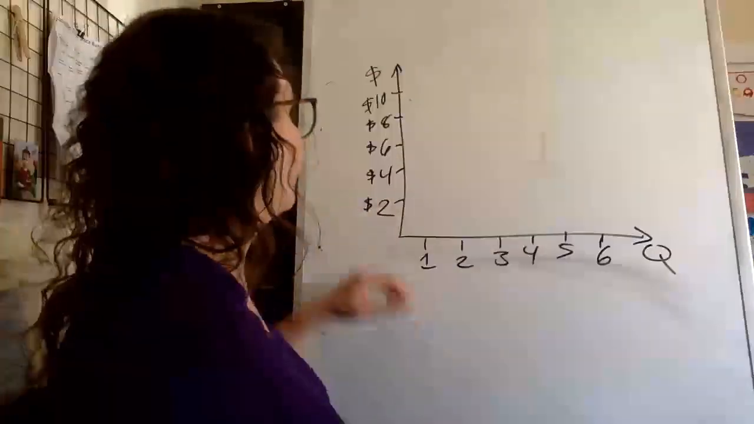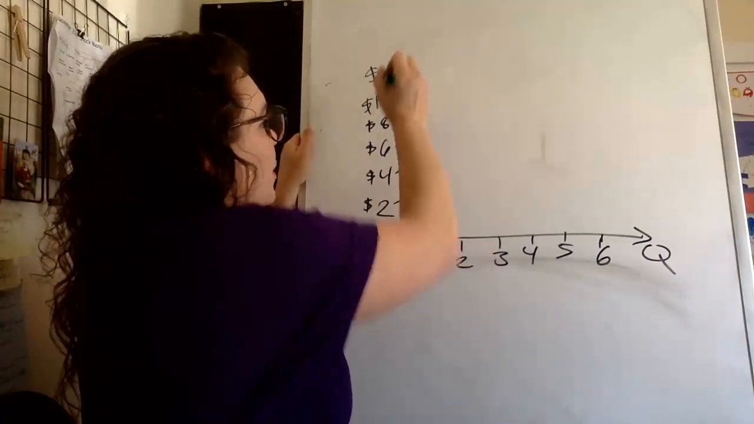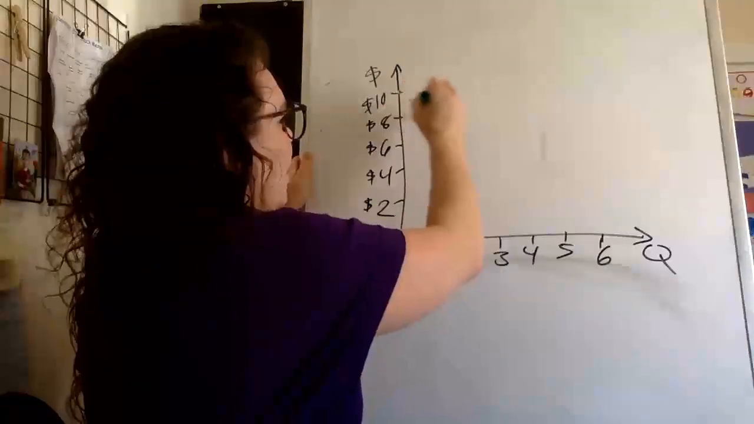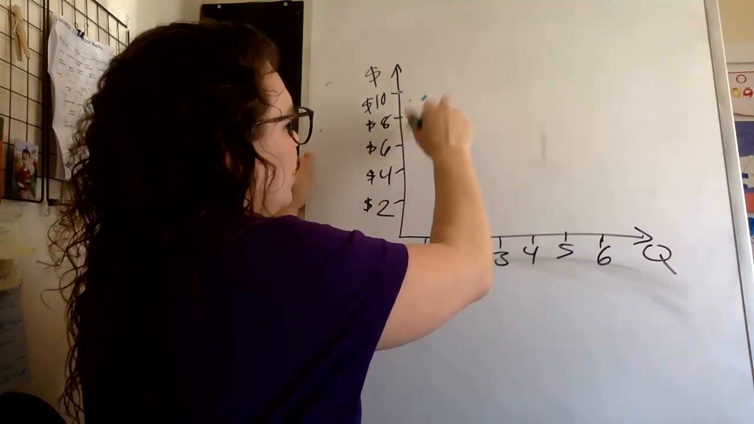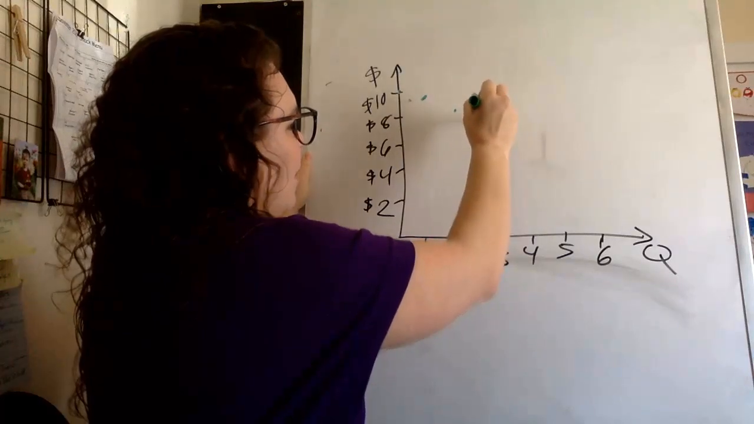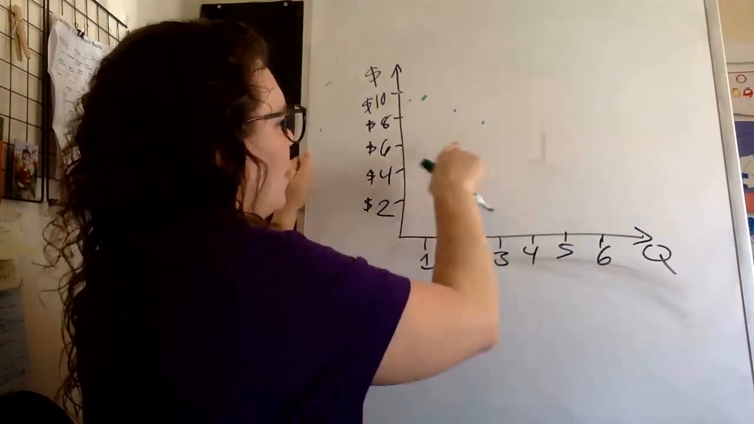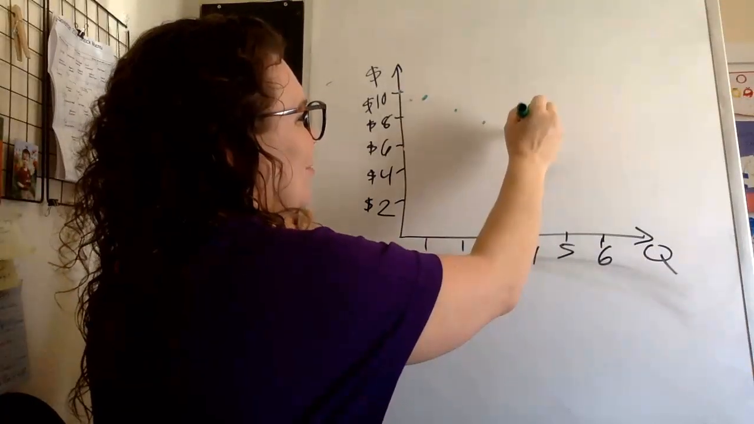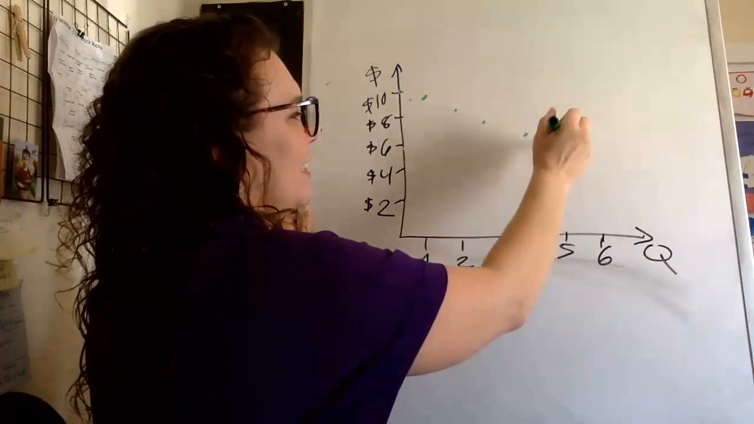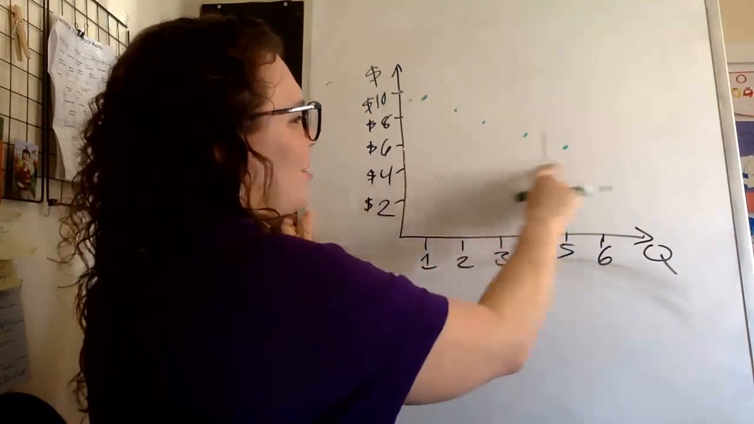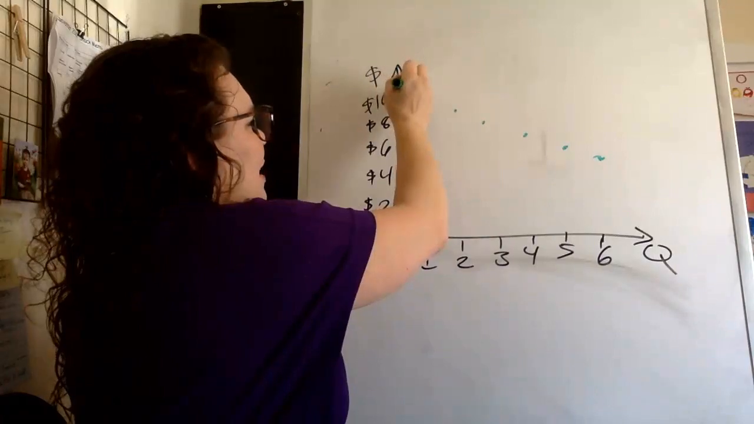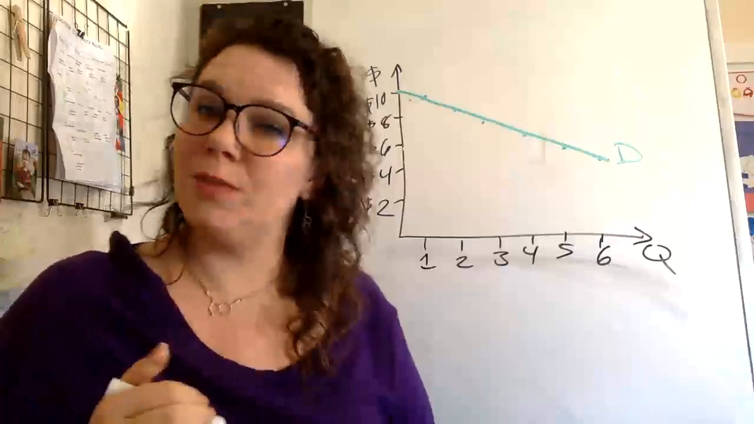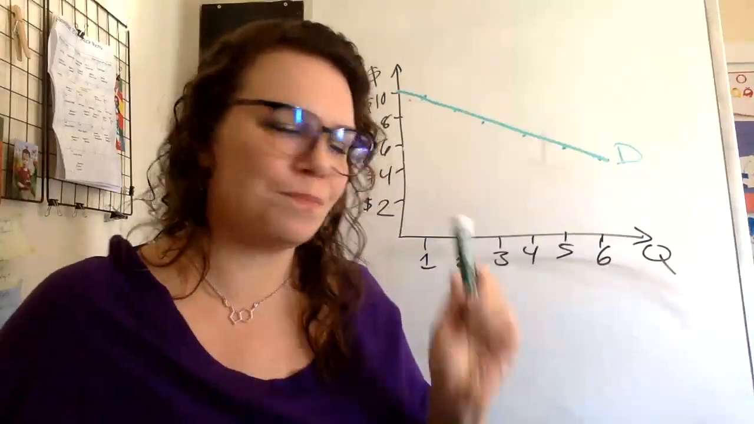So at a price of $10, quantity demanded is 0. At a price of $9, quantity demanded is 1. At $8, it's 2. At $7, it's 3. At $6, it's 4. At $5, it's 5. And at $4, it's 6. And so that's a pretty straight line demand curve, right? Just the relationship between price and quantity demanded.